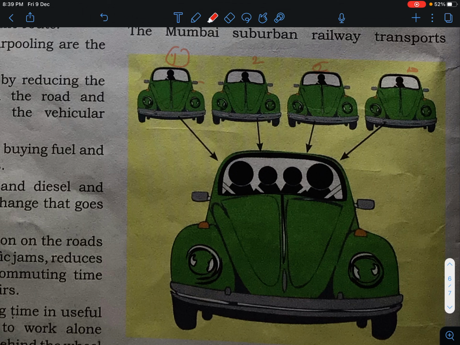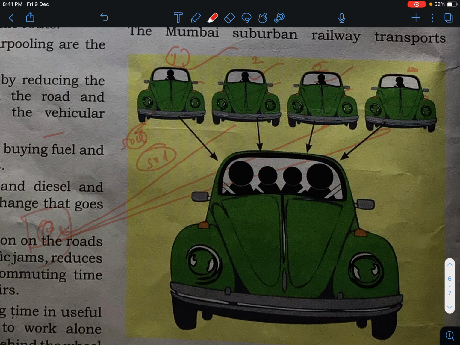Suppose this car consumes 50 liters to reach from place A to B, and this person is also going to place B and also consumes 50 liters, and so on, and they are all going to the same place.